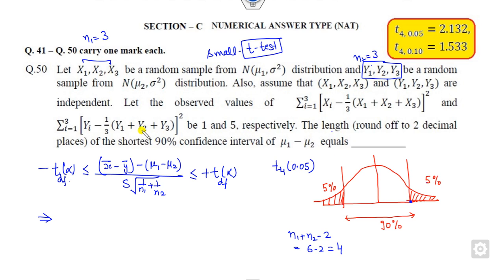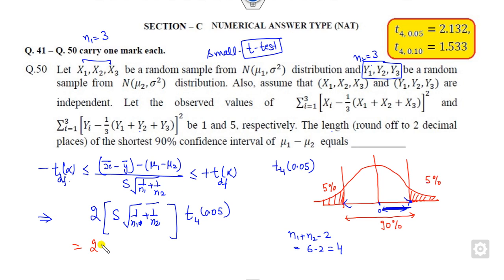And we need the length of the shortest interval. So we need this one. So what is that? I know this is here and these are the same. So I can write it as twice the length. So what is the distance of this? So I can write this as s times this. I can multiply this by t with degree of freedom 4 and level of significance here. So that's the right answer of this problem.